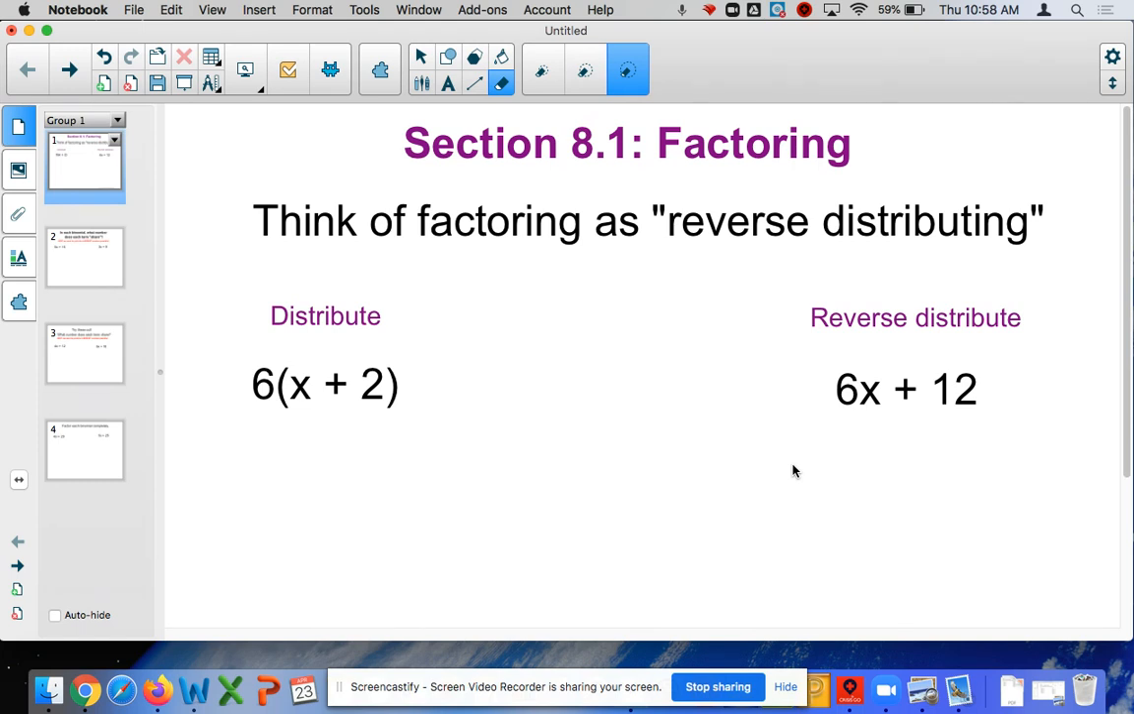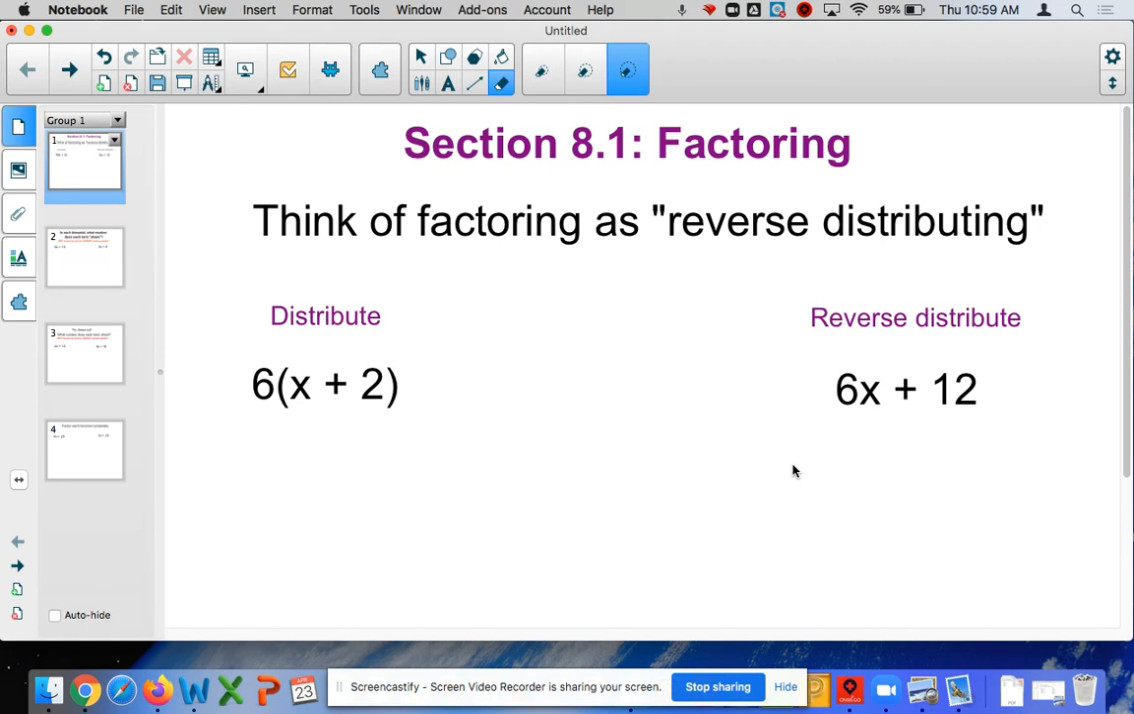Today we're going to start section 8.1. This is all about factoring. Now, what is factoring? It's almost like reverse distribution. And I know we took a quiz about 3 weeks ago now, and you guys did really, really well on that quiz. So this time, we're going the other way around.